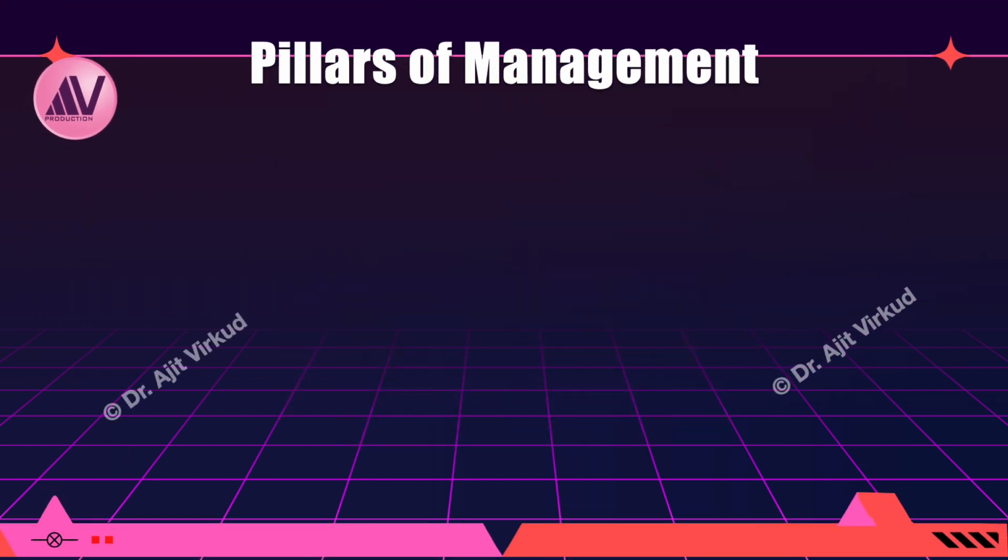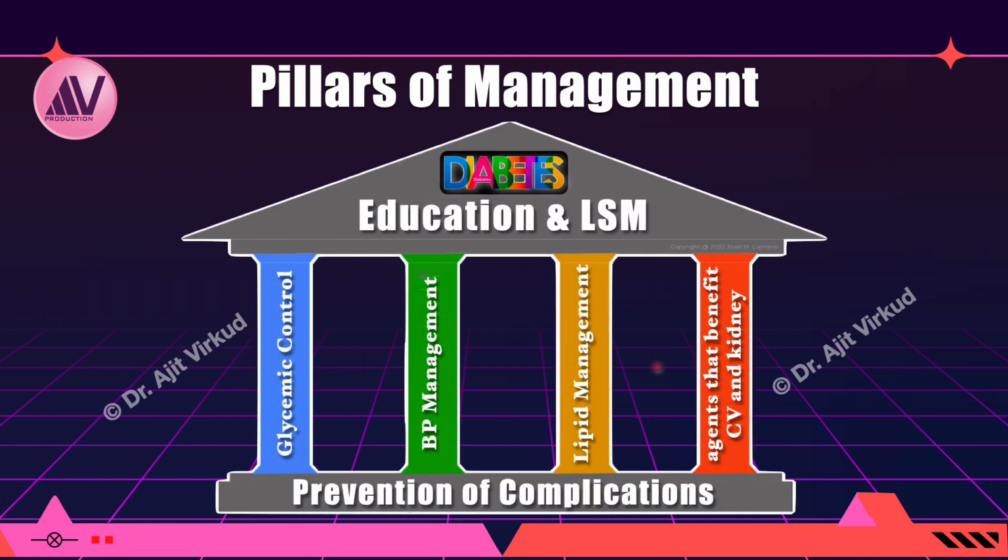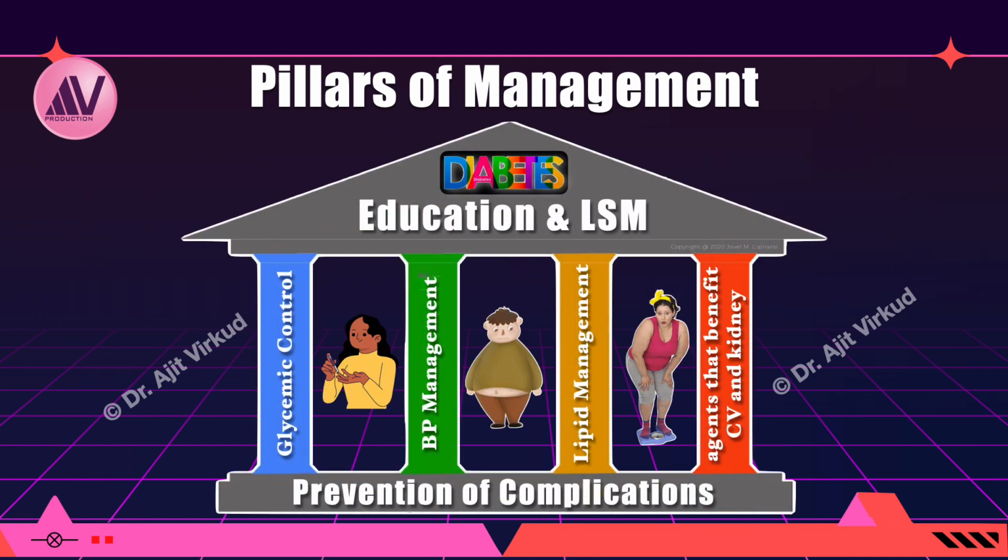With the basics done, let me do a brief overview of management of type 2 diabetes mellitus. It is not just glycemic control using oral hypoglycemic agents and or insulin. There are other important pillars of management as shown here. These are blood pressure management, management of dyslipidemia, and using oral hypoglycemic agents that benefit cardiovascular and kidney health.